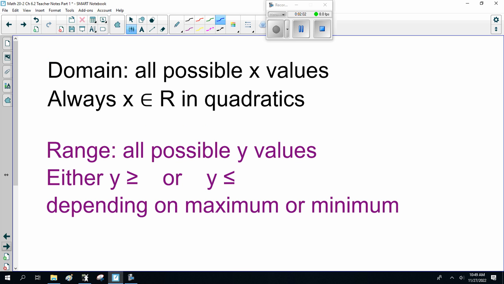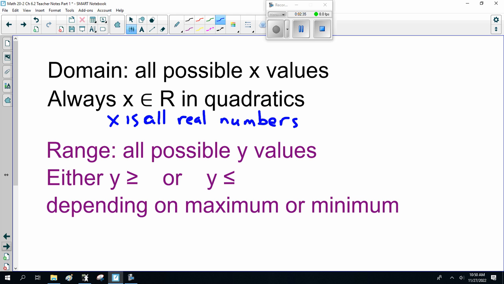And to remind you of definitions, domain, all possible x values. So x is all real in quadratics. And this is how we say x is all real numbers, x element of R. That's a fancy way of saying we can plug in any x value we want and it'll work. Now, the range are all possible y values. Either y is greater than something or y is less than something, depending on the maximum or minimum.